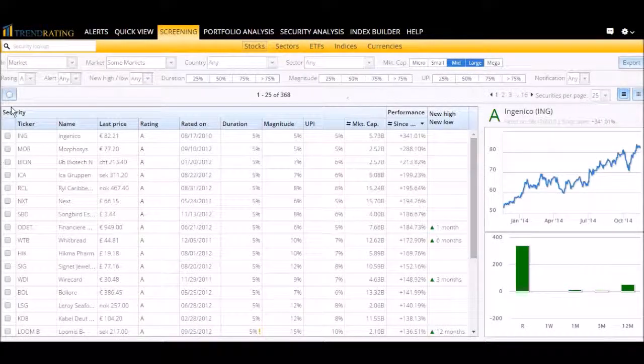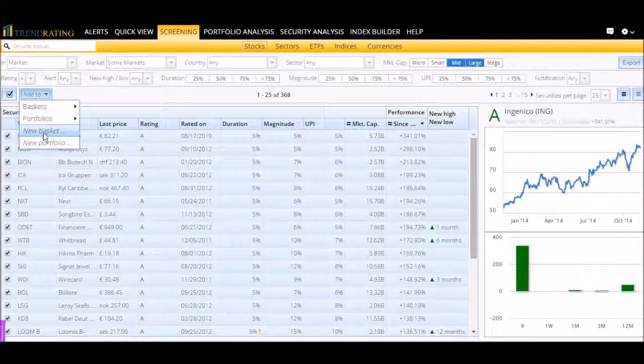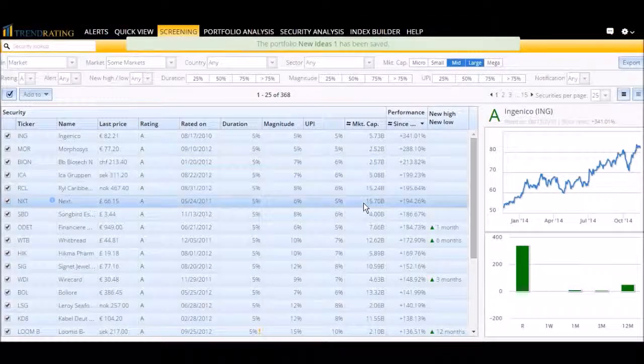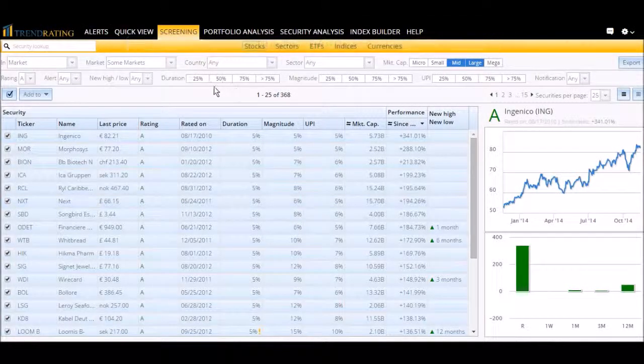I can now save this list as my basket of good ideas and use it later for any additional analysis, either from a fundamental standpoint or any activity that I'm interested in performing at this stage. That's the bottom-up approach using the screening tool.